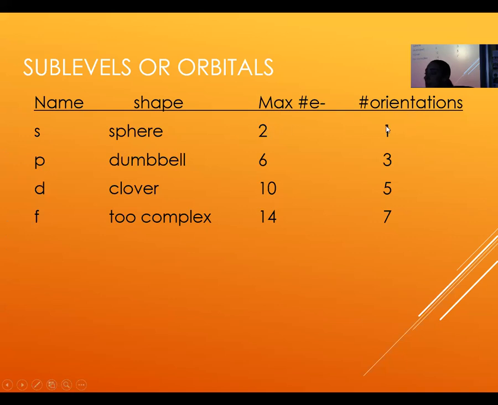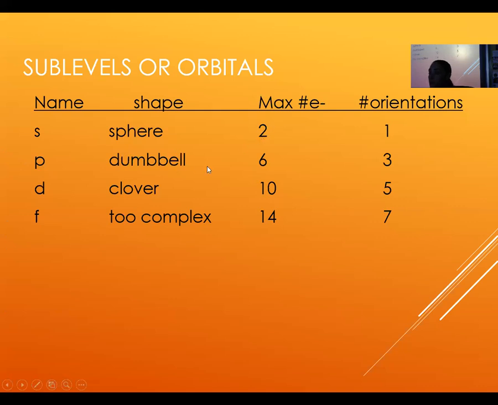An S shape only has one orientation around the nucleus because it's a sphere, right? No matter which way you turn a sphere, that's only one possible orientation. It's going to be the same on all sides. So in that one orientation, it can hold 2 electrons. So that's why the maximum is 2.